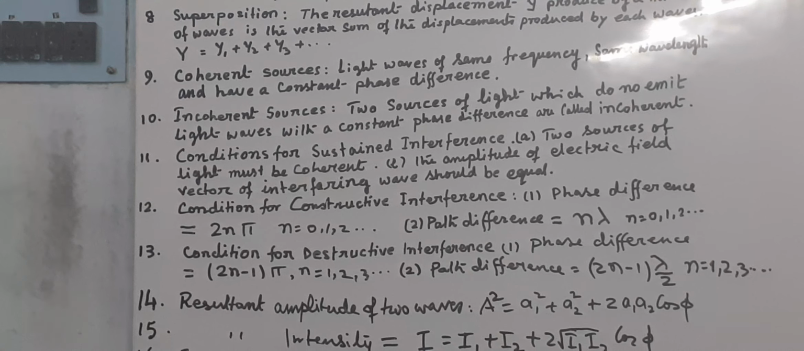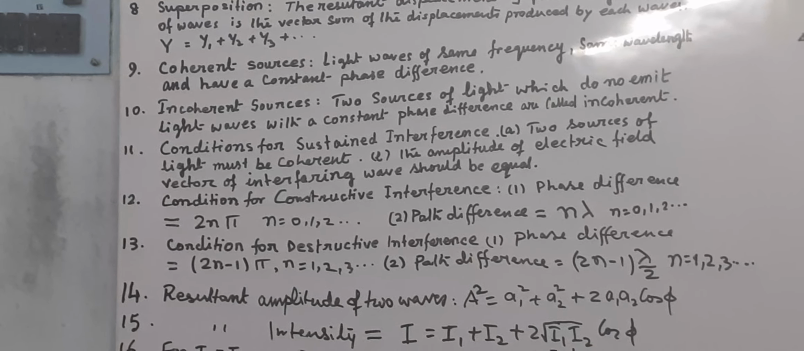Now, if I1 equals I2 equals I naught, in that case I will become 4 times I naught into cos squared phi by 2.